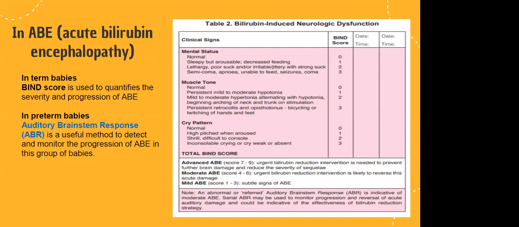But if the baby is preterm, usually we will use the auditory brainstem response, or ABR. ABR is a type of screening hearing test that is done in a newborn. Briefly described, it is a system that records the brain wave activity.